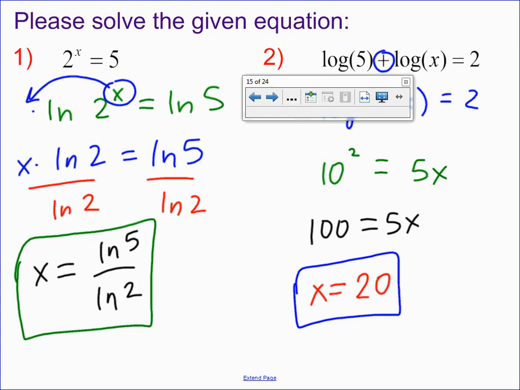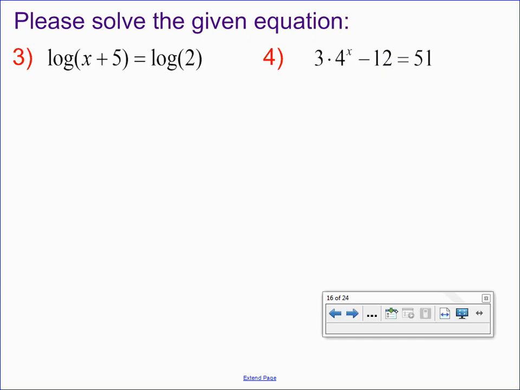What questions do you have on 1 and 2? Great. Then 3, logs on one side or logs on both sides? Logs on both sides. So this is the easiest one. Rewrite as log equals log, and then drop the logs in accordance with the one-to-one property. We have no choice but for x plus 5 to equal 2. Then we can solve through subtraction. It looks like x equals negative 3.